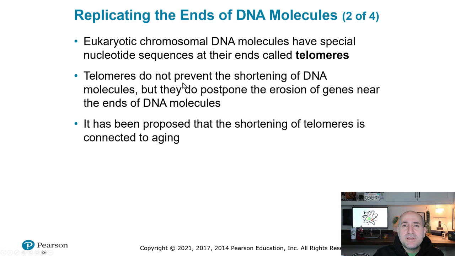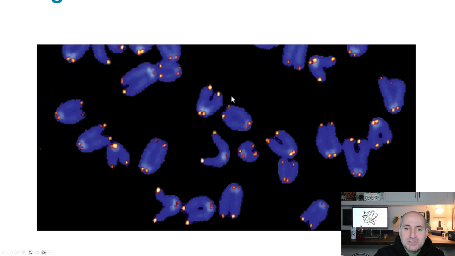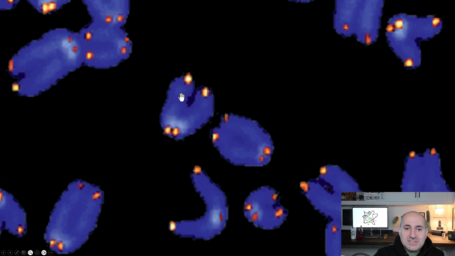Now, before I explain how this problem is fixed, you should know that the ends of our chromosomes have nucleotide sequences called telomeres. And you can see here, if these are mitotic chromosomes, these are chromosomes in kind of bright orange, you can see the telomeres. So you notice how there are telomeres at the ends of our chromosomes.